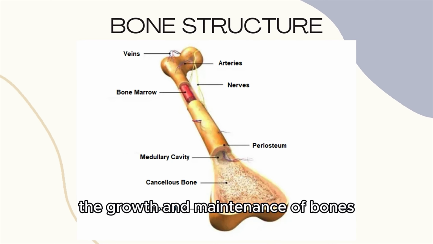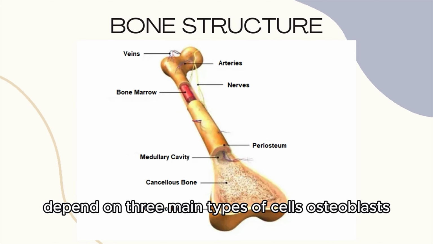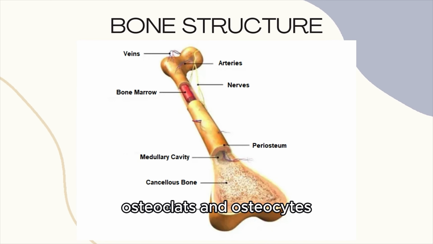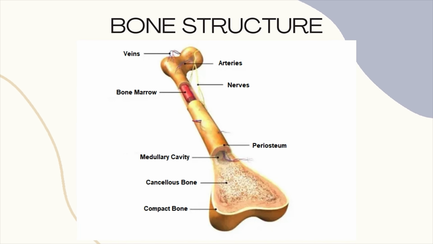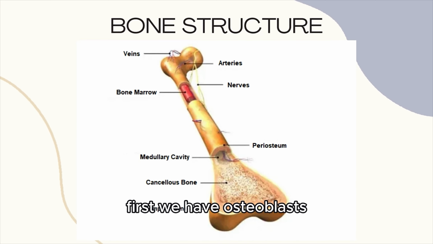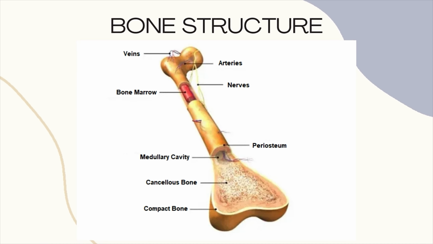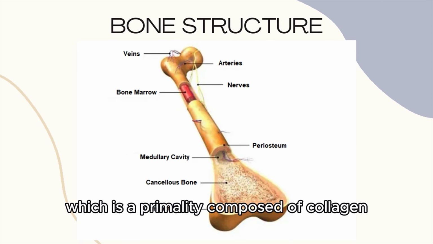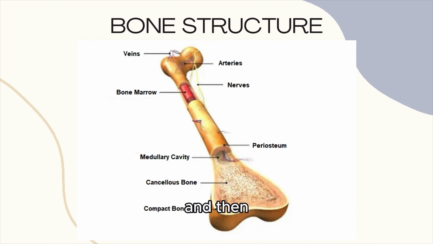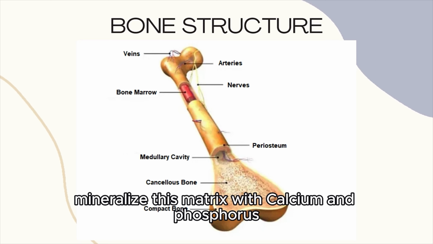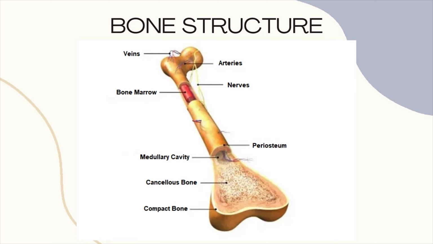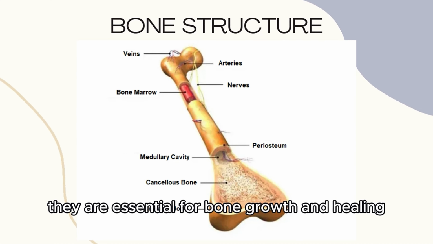The growth and maintenance of bones depend on three main types of cells: osteoblasts, osteoclasts, and osteocytes. First, we have osteoblasts. They are like builders of the bones. They produce the bone matrix, which is primarily composed of collagen, and then mineralize this matrix with calcium and phosphorus, forming the hard bone. They are essential for bone growth and healing.